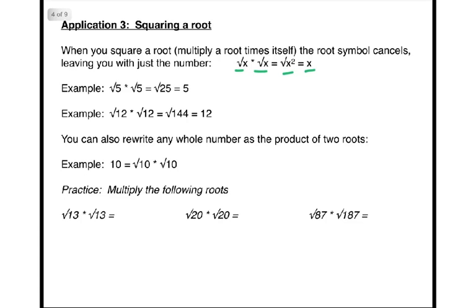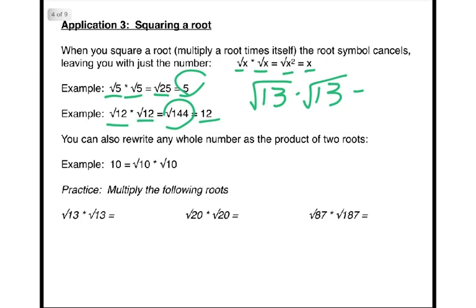Here's a couple more examples. Root 5 times root 5 is root 25, and the square root of 25 is 5. Or root 12 times root 12 is root 144, and that simplifies to simply 12. You could just keep in mind that any time you multiply a root, such as root 13, times itself, root 13, the answer is always just the number.